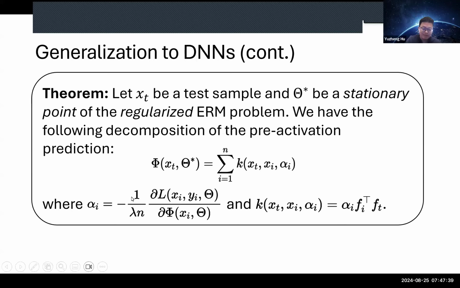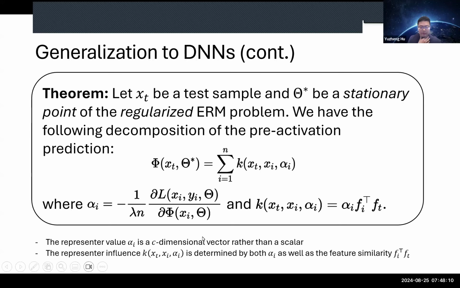And alpha_i is defined as the partial derivative of the loss function with respect to the pre-activation prediction. So you see that this is pretty similar to the one that we have in the linear models, because in the linear models, the alpha_i we have is essentially the partial derivative of the loss with respect to the prediction. But here we just slightly change it from the prediction to the pre-activation prediction.